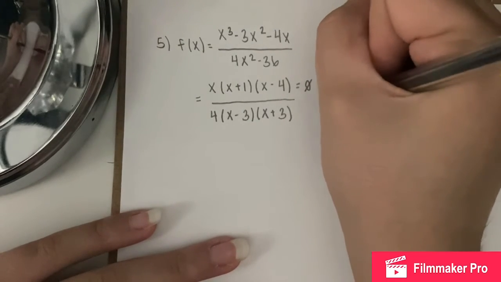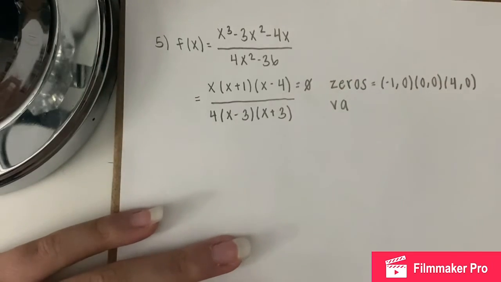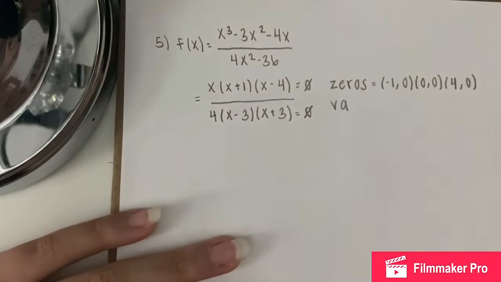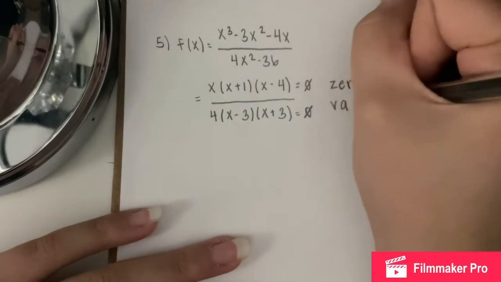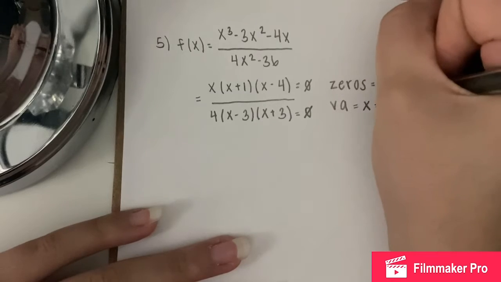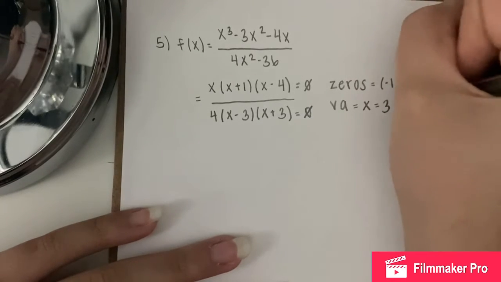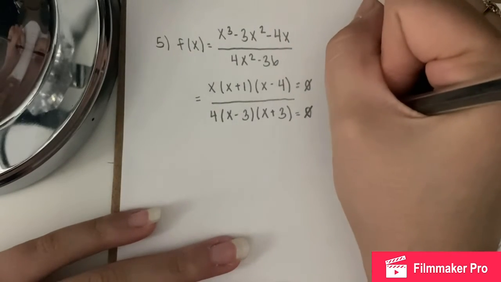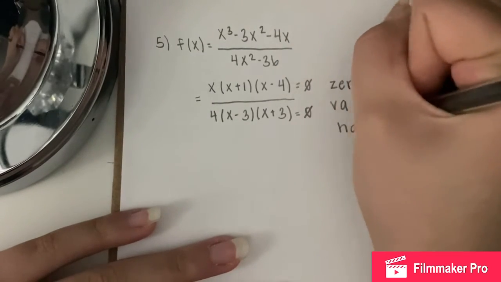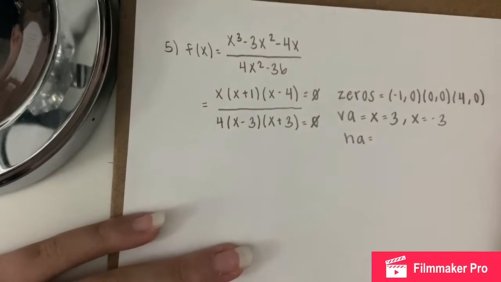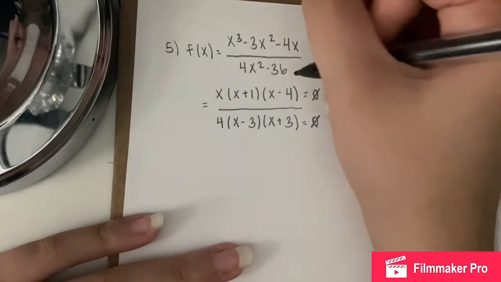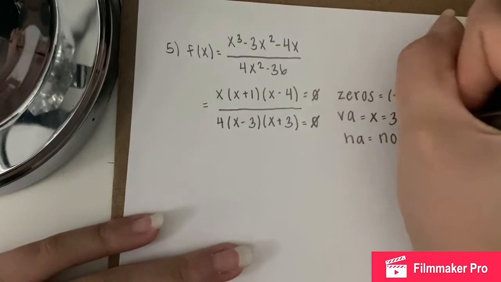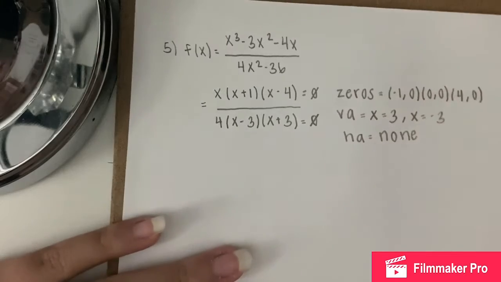And now let's figure out what our vertical asymptote is. In order to do that, we have to set the denominator equal to 0. And we see that that's going to leave us with x equals 3 and x equals -3. Now for our horizontal asymptote, if we look at the degrees, we see that because the numerator's degree is bigger than the denominator's degree, we're not going to have one. So we just put none.